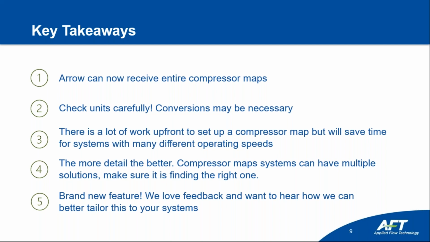I know I've done work where I probably had 10, 15 different RPM operating cases for a system. And during those times, I would have to, back and forth, grab a curve, test it, say it's not right, and then do that again. So compressor map makes those iterative processes obsolete. The more detailed, the better. Compressor maps can have multiple solutions inside of the map. So make sure it's finding the right one by giving it as good of information as possible.